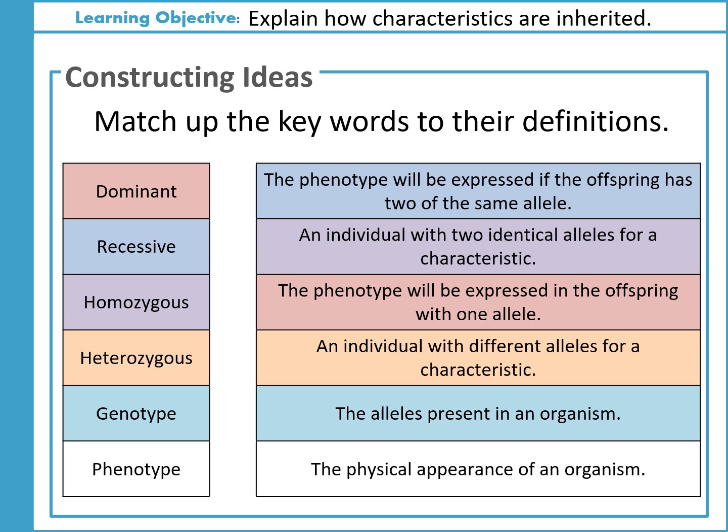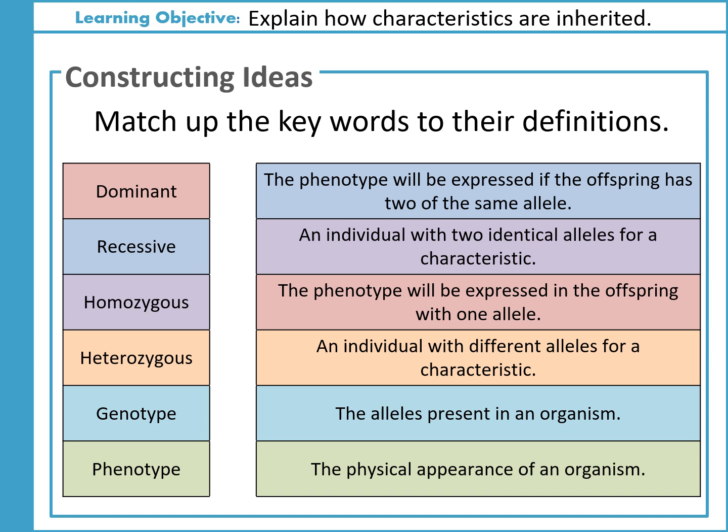So the genotype tells us which alleles are present in that organism for a particular gene. So for instance, if you're blue-eyed, you will have small b inheritance because blue eye colour is a recessive allele.